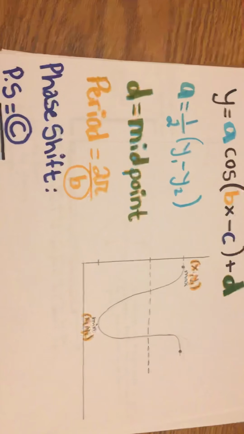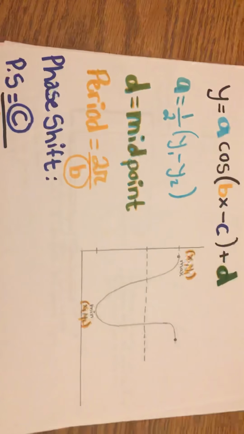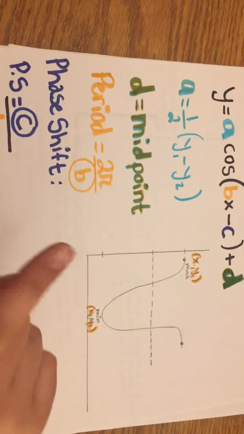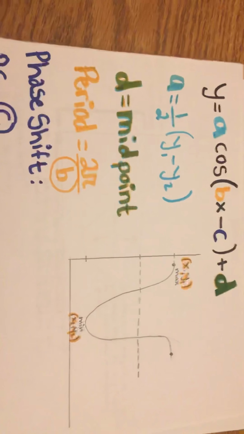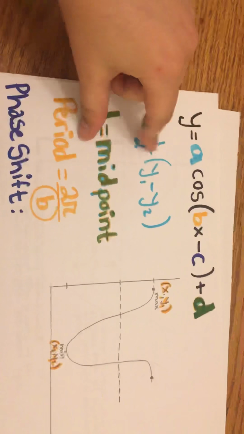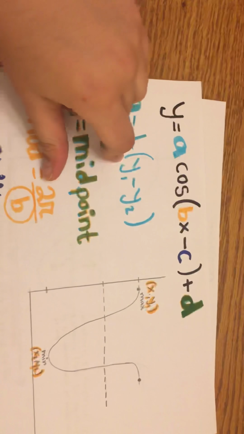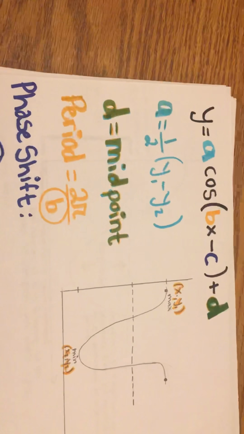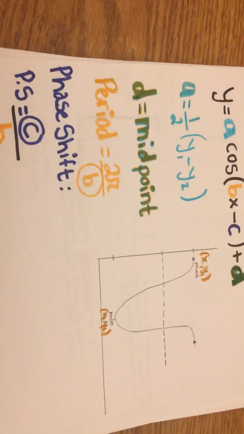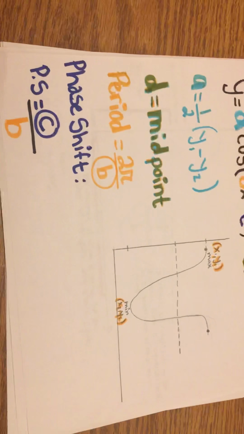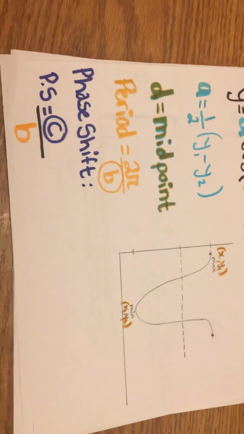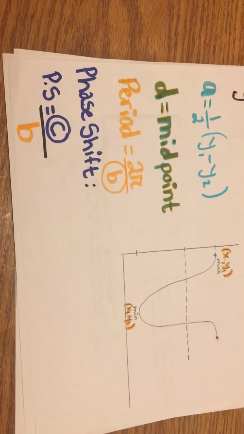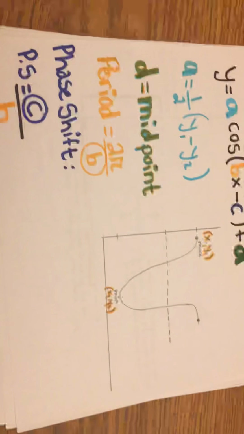Now, how do you make a trigonometric equation? Well, first you would have to find your A, and to find your A, you would use this 1/2 times y1 minus y2. To find D, you would use the midpoint. To find your period, it would be 2 pi over b. And after you find your b, you can find your phase shift, which would be c over b.